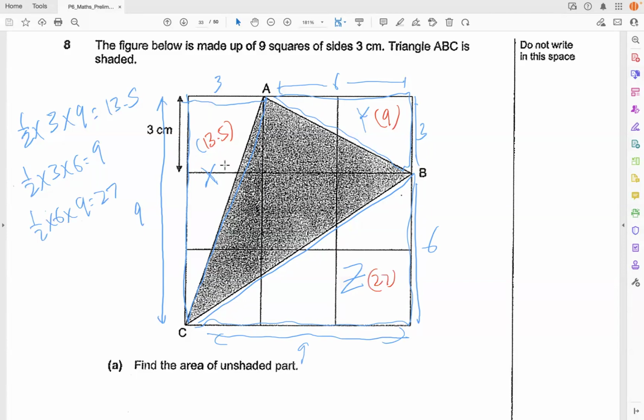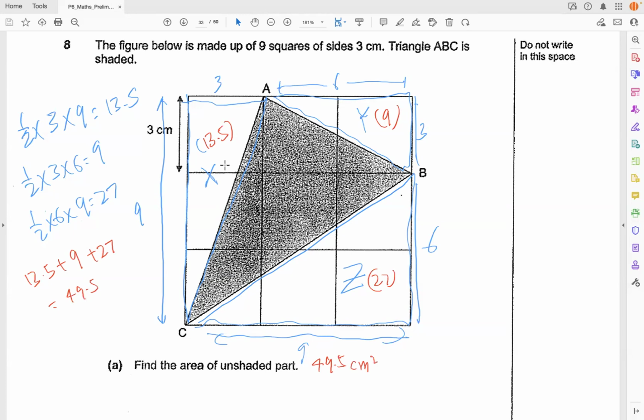Systematically, the final answer will be 13.5 plus 9 plus 27, and the answer is 49.5. So the area of the unshaded part is 49.5. Don't forget your unit, especially for measurements. Never forget your units. If you just write 49.5, you could lose a half mark or half an answer mark.